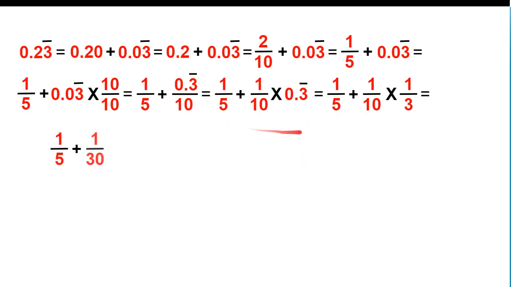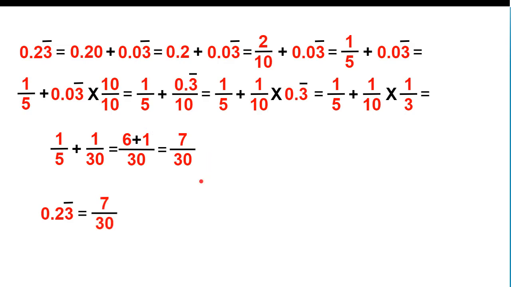1/5. 1 times 1 is 1, and 3 times 10 is 30. So we get 30 in the denominator and 7 in the numerator, and that equals 7 over 30. So 0.23, where only the 3 is recurring, equals 7 over 30. As you can see, it's very simple. Let's see another example.